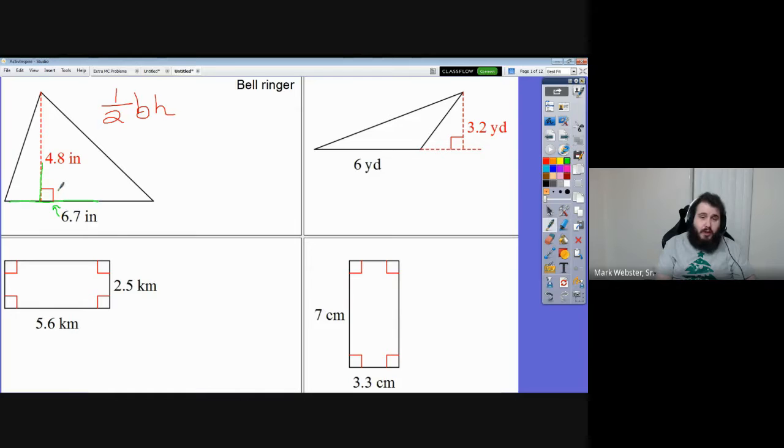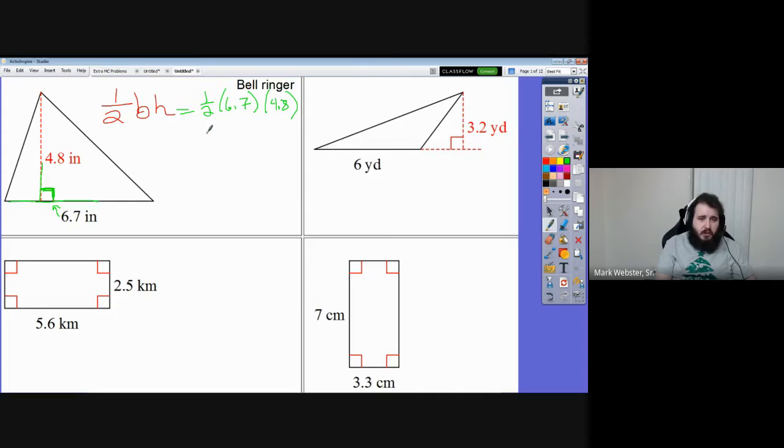The other big clue that you've got the base and the height together is that they are perpendicular measurements, right? You see this right angle? The two perpendicular measurements are your base and your height. So we're going to put these things in. 1/2 times 6.7 times 4.8.